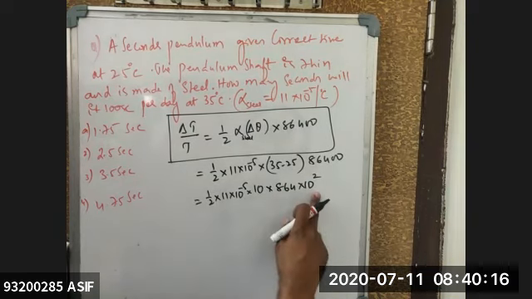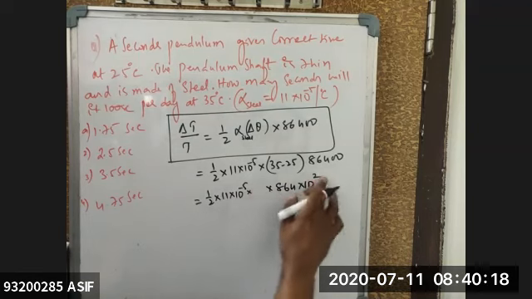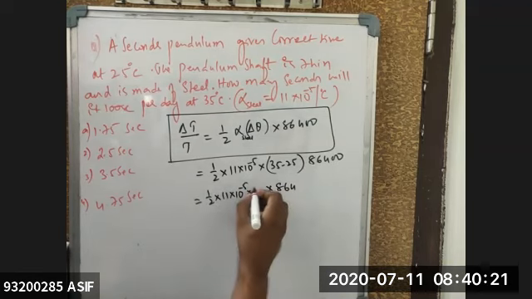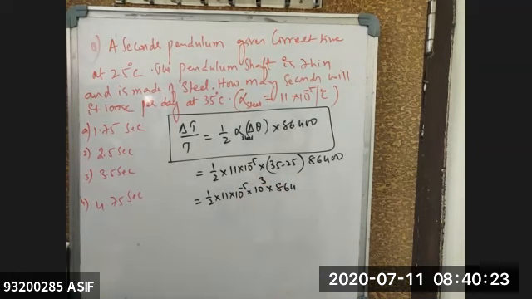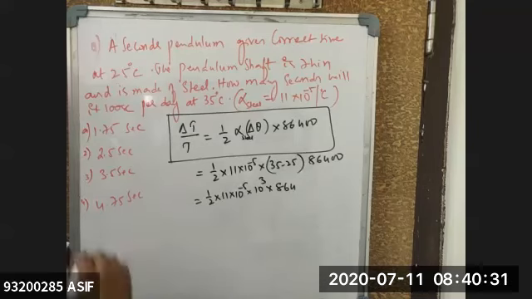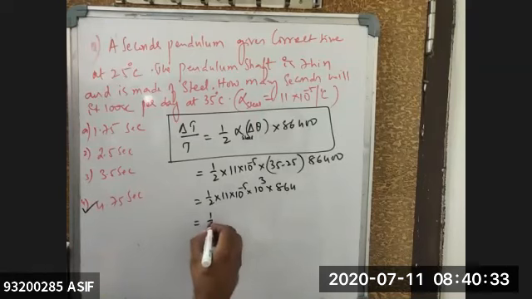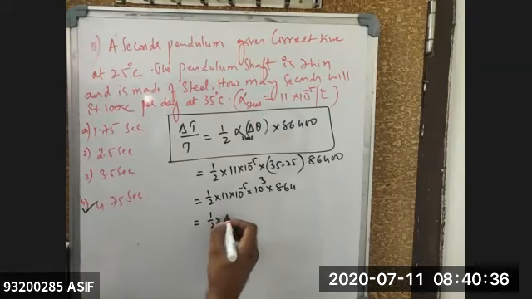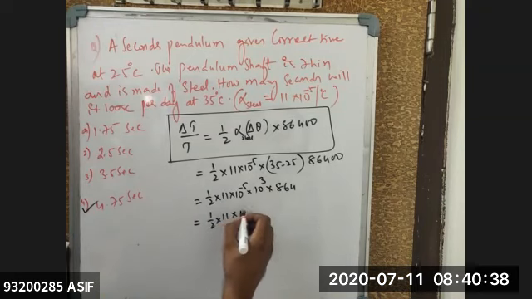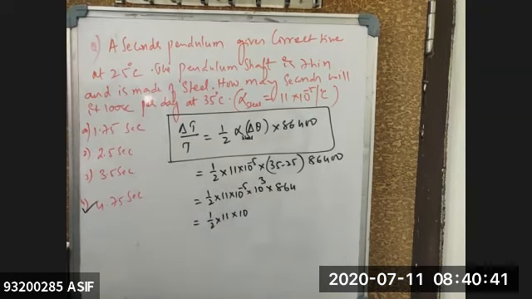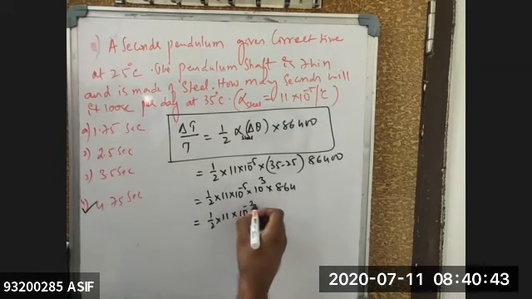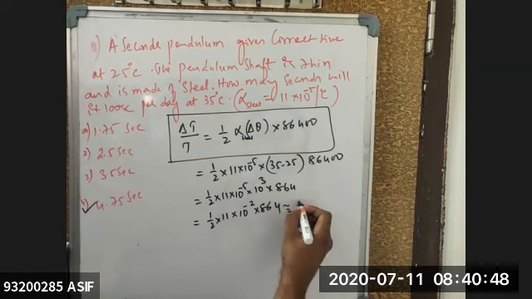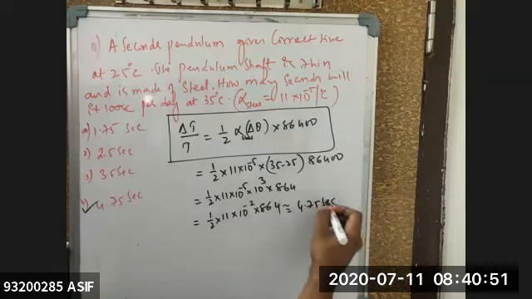This 10 into 10 to the power of 2, I can remove this one 10 and this can be written as 10 to the power of 3. Any problem? So 10 to the power of minus 5, 10 to the power of 3, and the answer is 4.75. Yeah, 4.75 is the answer. So this is half into 11, approximately I can take it as 10 for easy calculation, into 10 to the power of minus 5, 10 power 3 is 10 to the power of minus 2, into 864. It will be approximately 4.75 seconds.